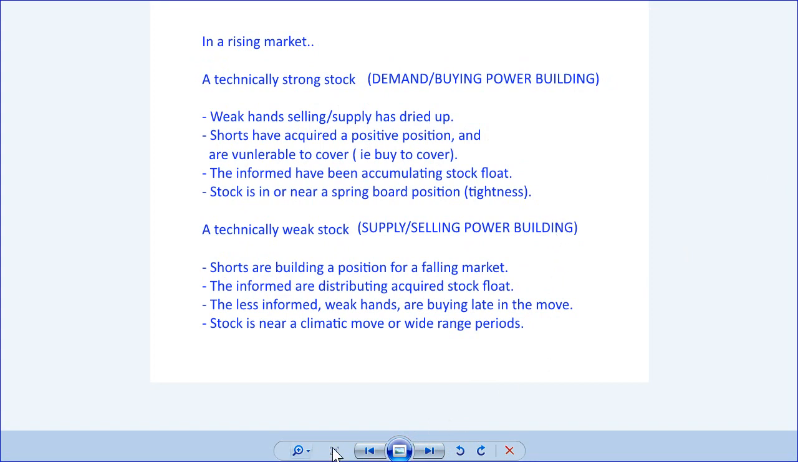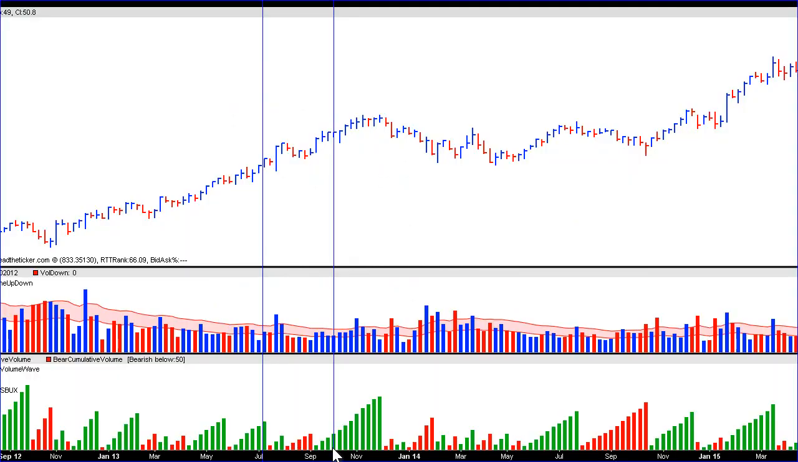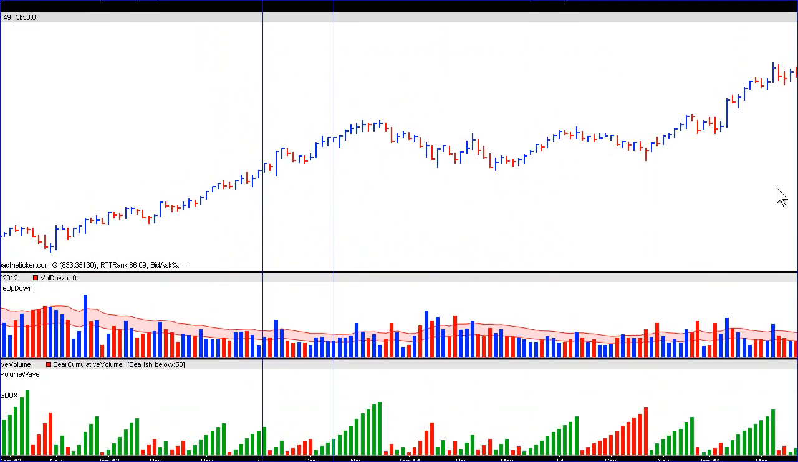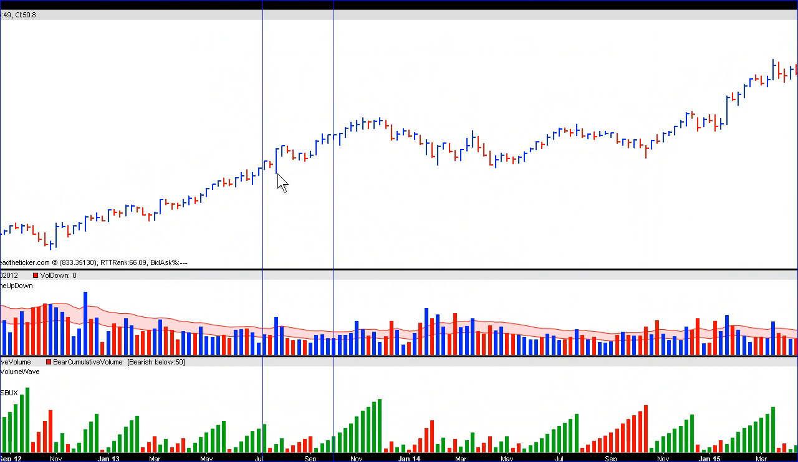Let's have a look at a couple of examples. Just have a look between these two blue vertical bars here. This is a symbol called SBUX, or Starbucks, I think it is. Yeah, Starbucks. Just a real quick example.